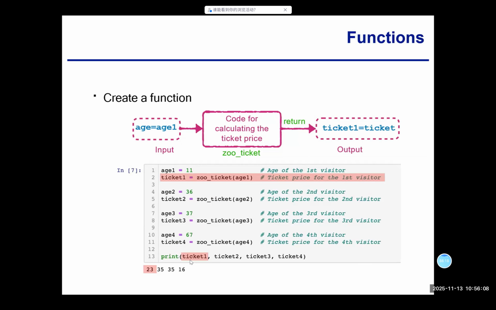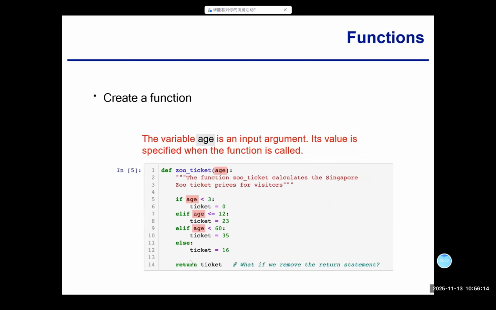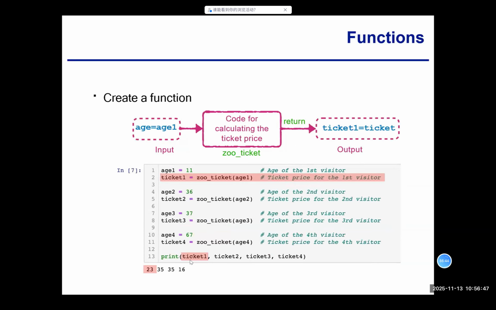Age equal to age1 means that we have a new visitor of age 11. This value 11 will be assigned within the function. This is what happens within the black box. Only when dealing with this visitor, by this call of the function, our age will take the value of age1, which will be 11. Then this 11 will go through all the logical expressions, whether it's below 3, no, whether it's below 12, yes. Then our ticket, our variable within the function ticket, will have the value of 23, which will be returned from the function, right?